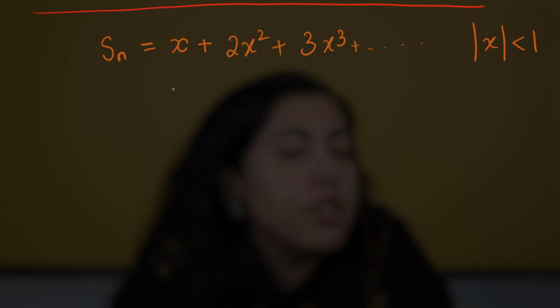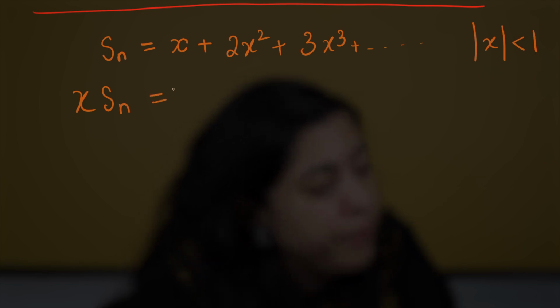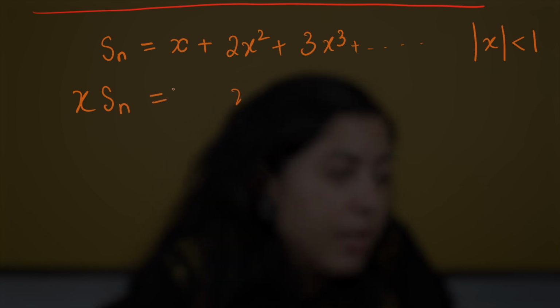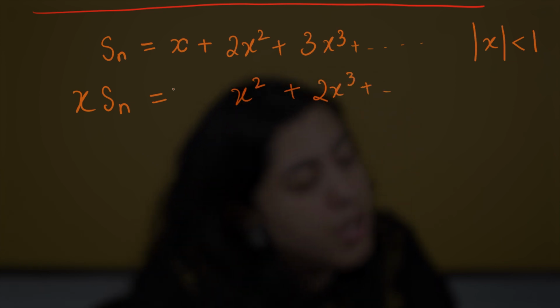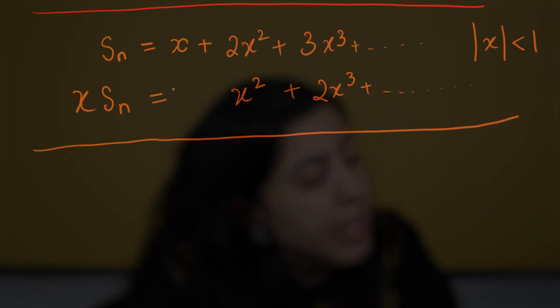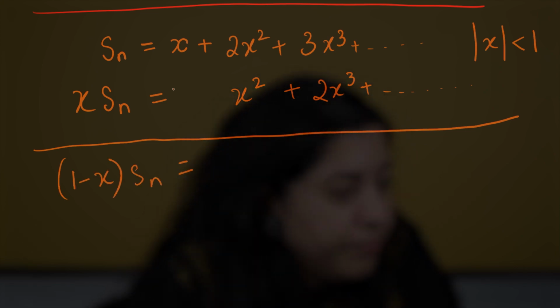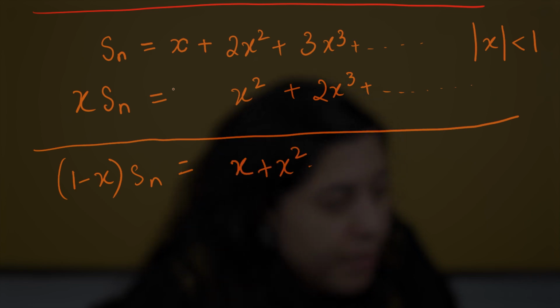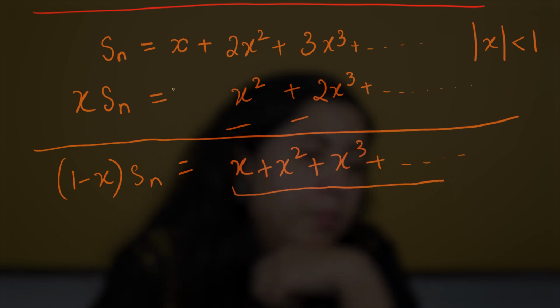Now we'll multiply x on both the sides. This will result in, multiplying x with x, we'll get x squared. Multiplying x with 2x squared, we'll get 2x cubed, and so on. Now subtracting these two equations, we'll get (1 minus x) times S is equal to x plus x squared plus x cubed plus so on. Now this is an infinite geometric progression.